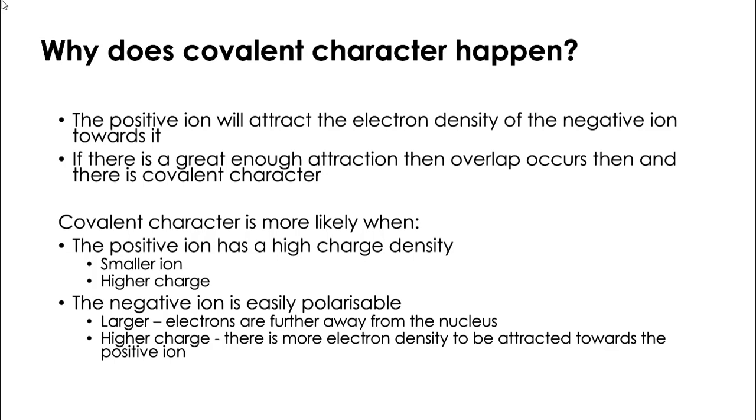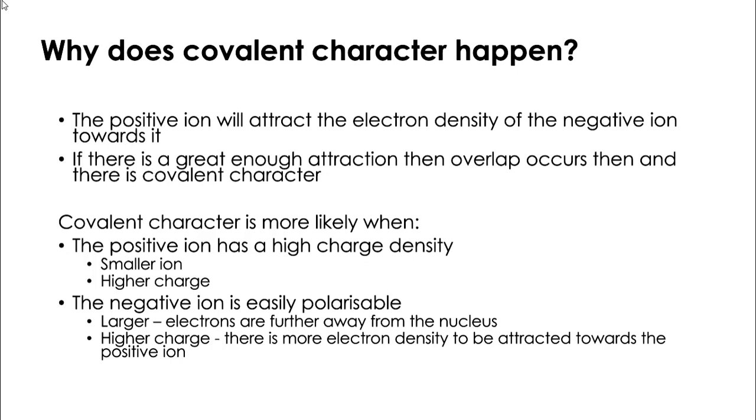So at GCSE, we're very clearly defined these elements, when they react together, make covalent compounds, and these make ionic. But there's a bit of a grey area in between. So when we've got these ionic compounds, they're still ionic compounds, but they've got some covalent character, and we need to think about why that happens.